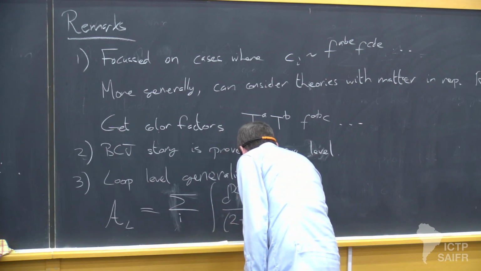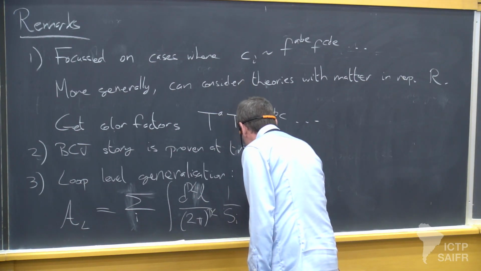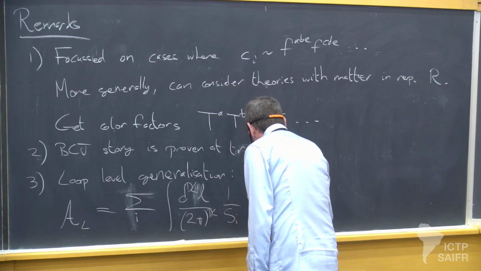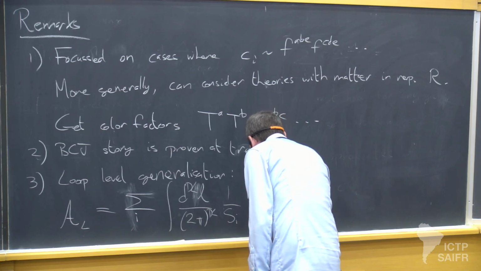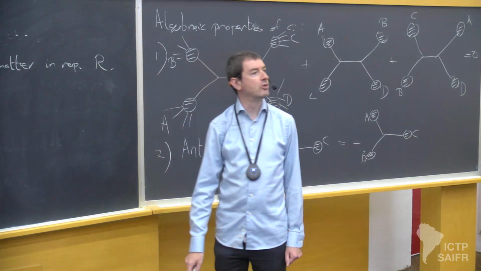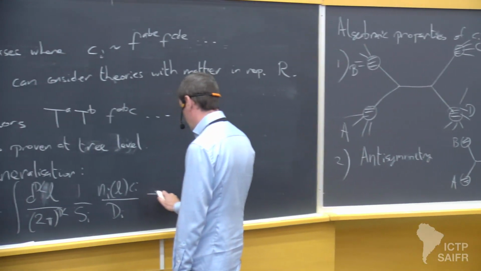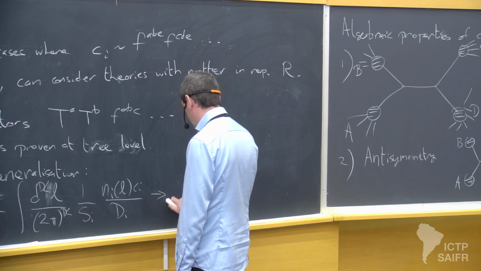So at L loops, you'll have D times L loop integrals to do. So there'll be a 2 pi to the DL. There'll be a symmetry factor for each Feynman diagram. There'll be numerators that now depend on loop momentum. So that is the L loop amplitude in Yang-Mills. And the idea is that we can double copy that in exactly the same way.